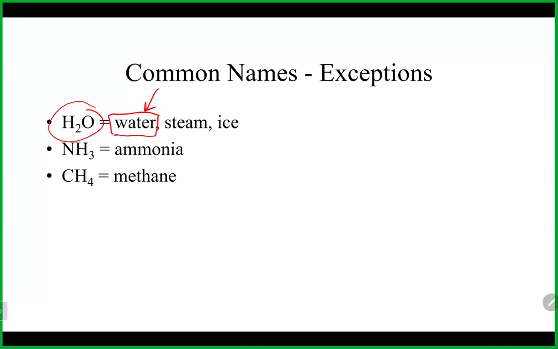NH3 is ammonia. That is also something that you see a lot in chemistry. It's actually a weak base, and you'll see it in other places, but we do call it ammonia. And CH4 is your simplest organic compound that you can have. And that's methane. That's the gas that comes out when you light your Bunsen burner, out of the vent there.